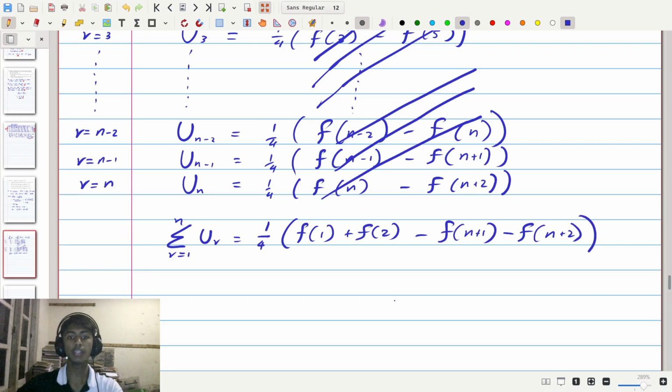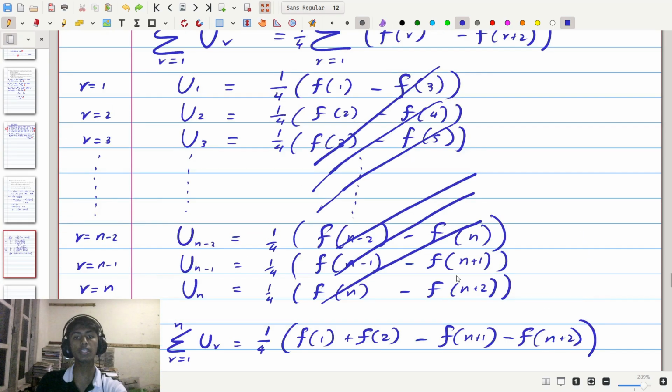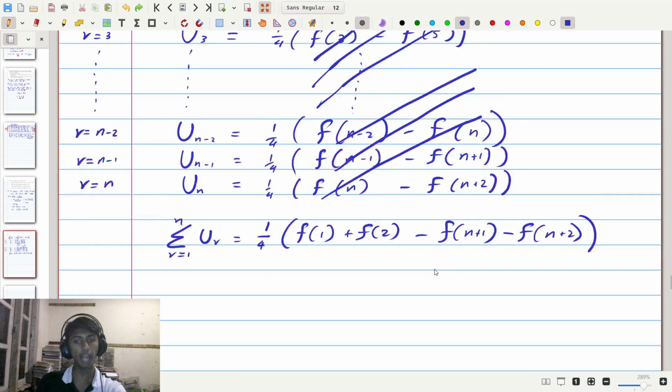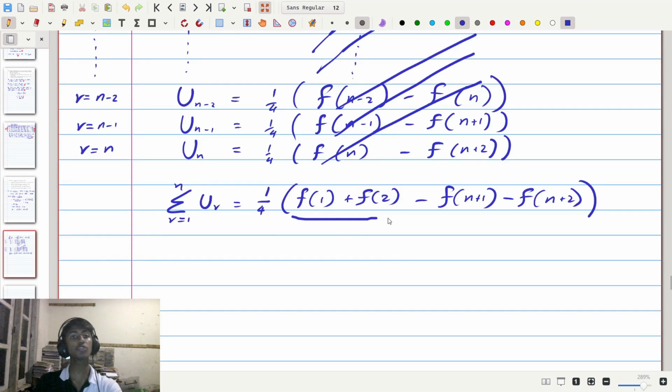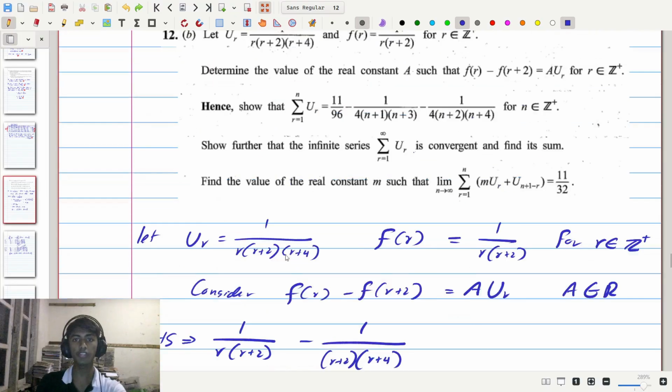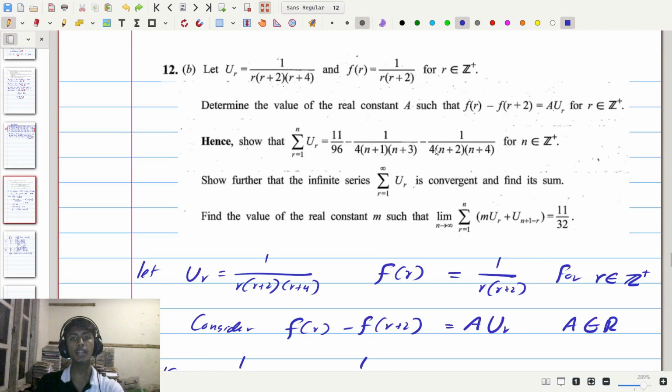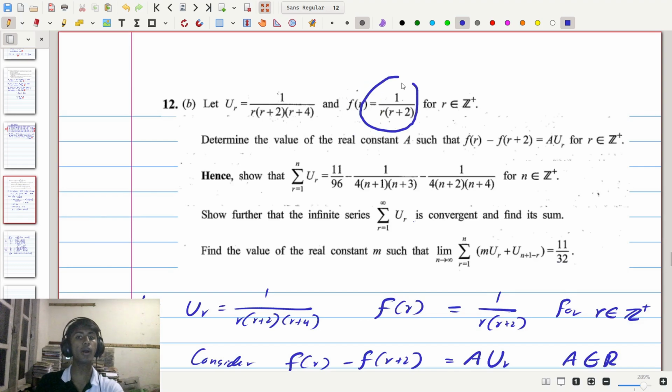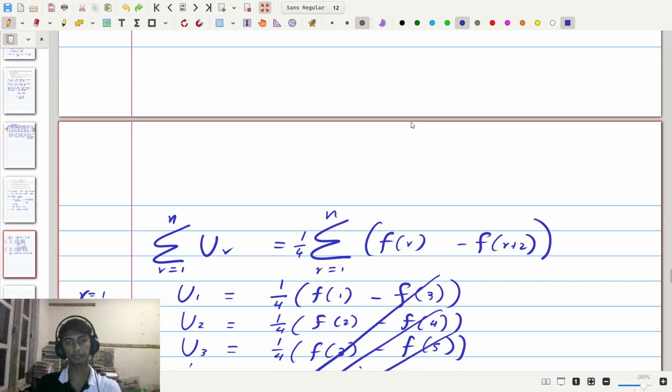And now we can see this sum has turned into a telescoping sum because all we have here is the first few terms and, or rather, the last few terms. So because of this, we can see all the stuff in the middle cancels and we have a telescoping sum. We have the first two terms and the last two terms. Now, what we need to do in order to obtain the expression that we have in the question, that is this expression right here, is to simply substitute in f of r as 1 over r times r plus 2.